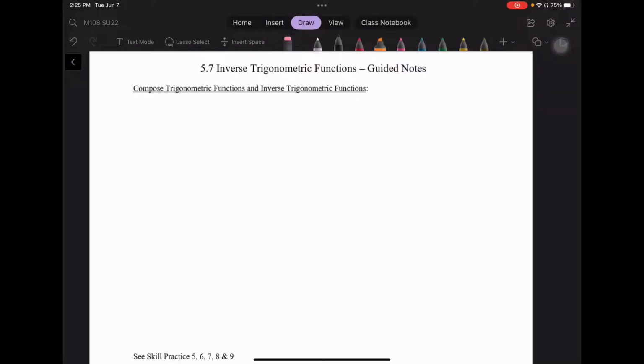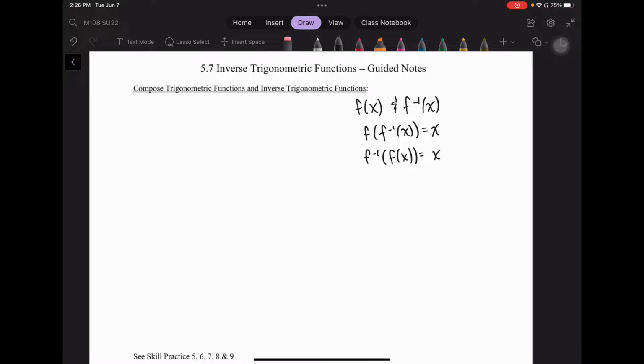The composition of functions, if you remember from properties of inverse, you have a function f of x and its inverse, f inverse of x. If you compose the two, you get back out the input. So f of f inverse of x is just equal to x, the input. And f inverse of f of x is equal to just x.